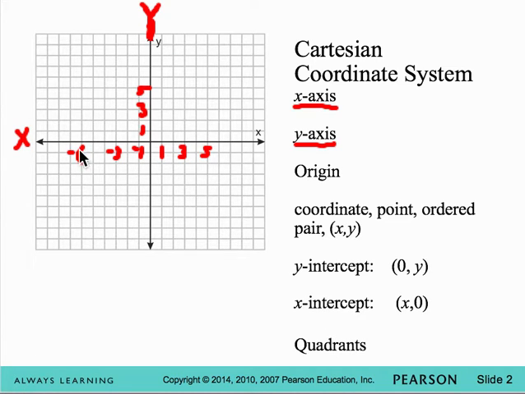Okay, so that means this point where they intersect is right here, and that represents when x is 0 and y is 0. Okay, positive numbers to the right, negatives to the left, positive numbers up, negatives down. So that's 0, 0.